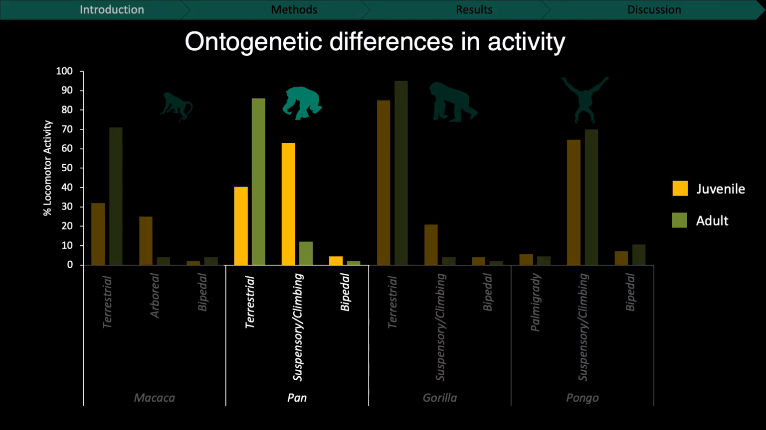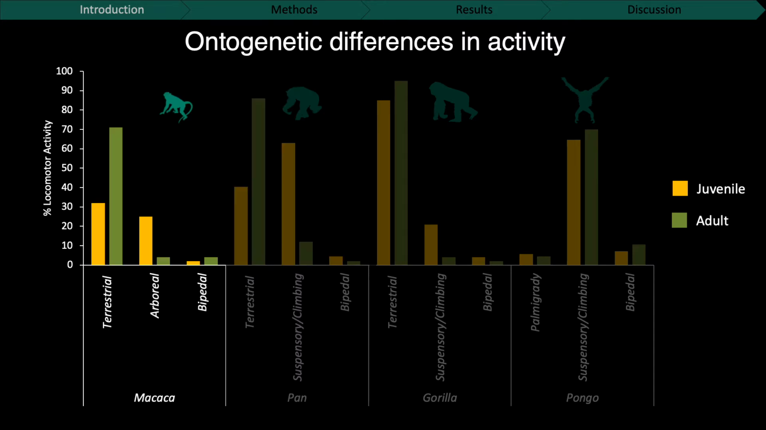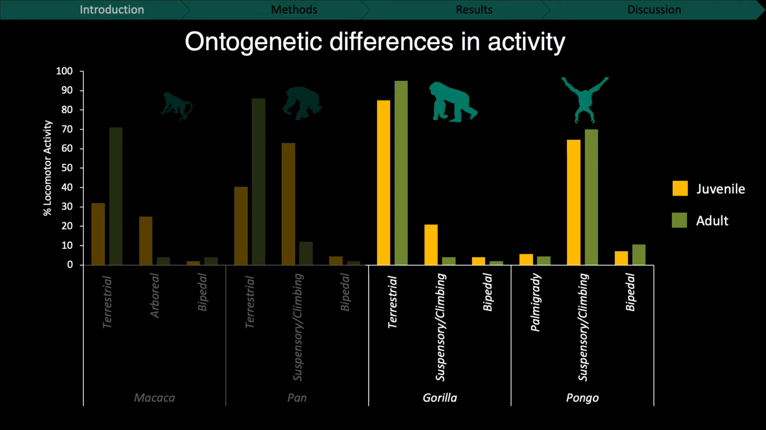Our closest relatives, chimps, for example, spend the majority of their locomotor activity as juveniles engaged in suspension and climbing, but later transition to primarily knuckle-walking behavior. In macaca, we see a decline in arboreality and a large increase in terrestrial behavior through ontogeny. And gorillas and orangutans, on the other hand, show a much less drastic change in their locomotor activity.